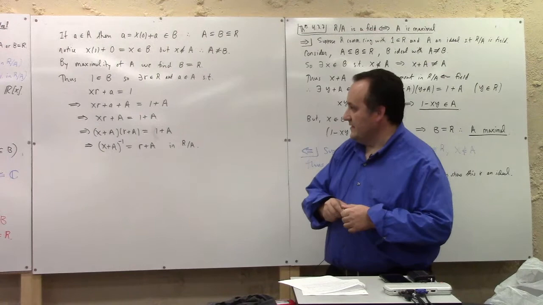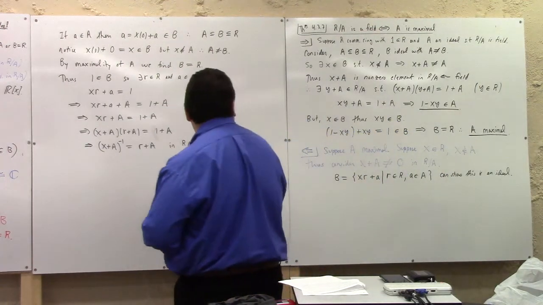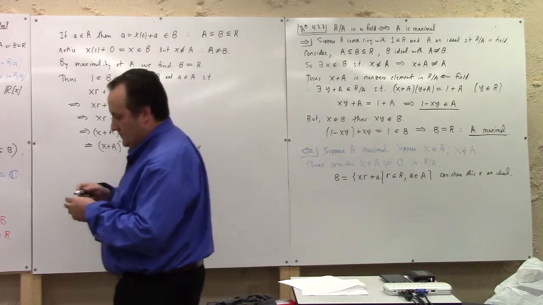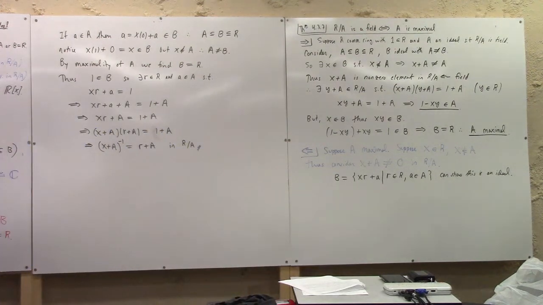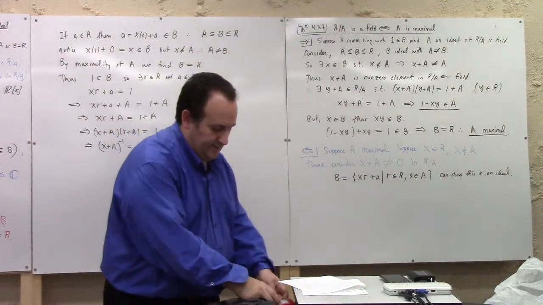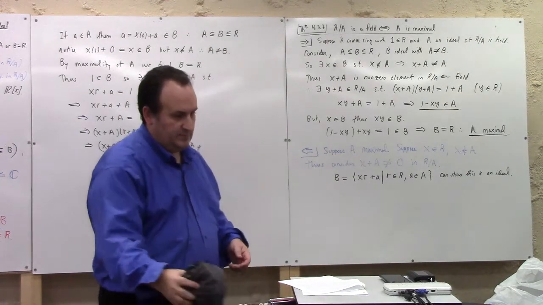So guys, next question then. So that completes the proof of theorem 4.37. So we have prime ideals, we have maximal ideals. What do you guys think the interplay between these two is? Are they the same? Are they different? What gives?